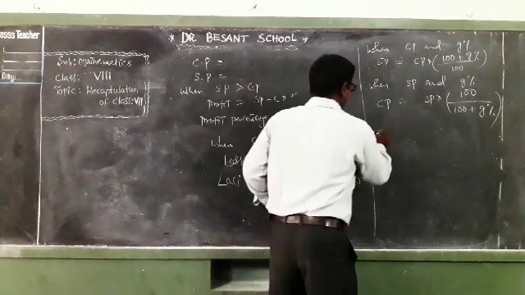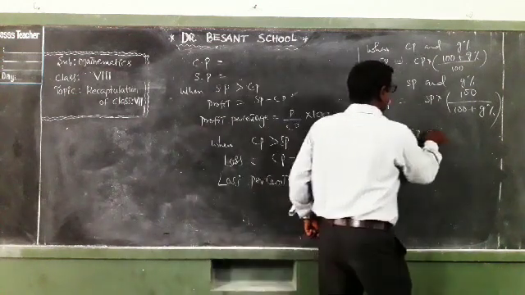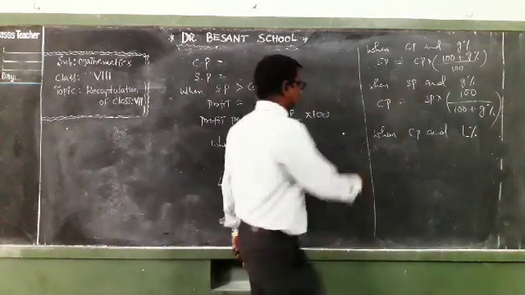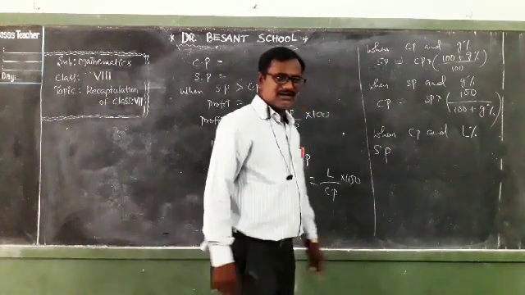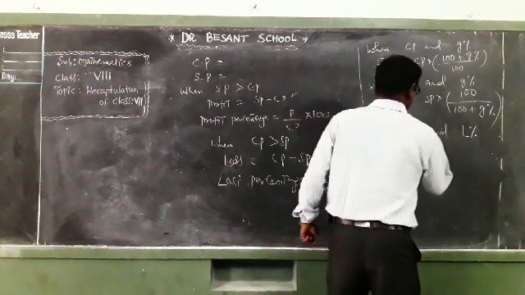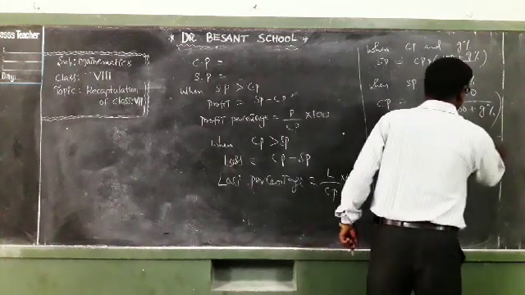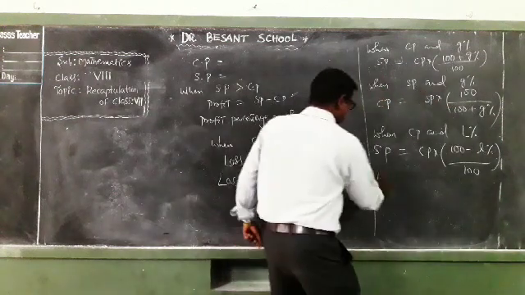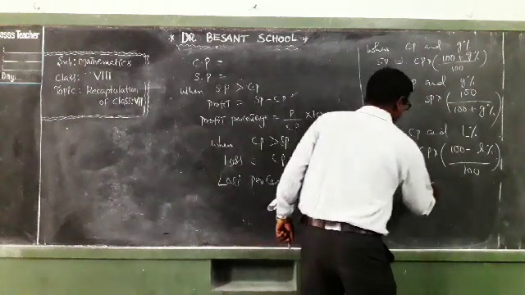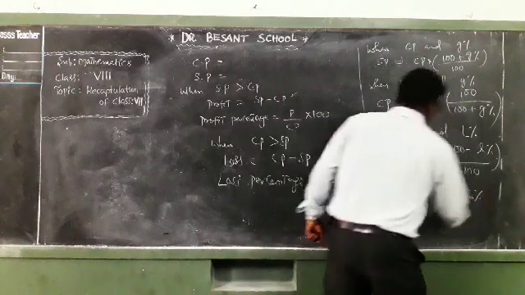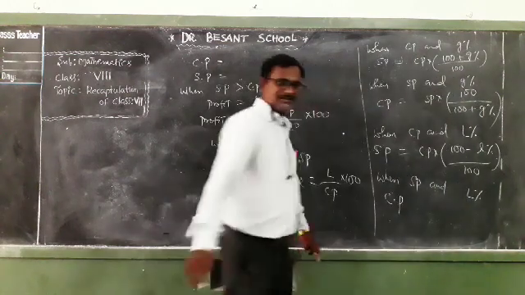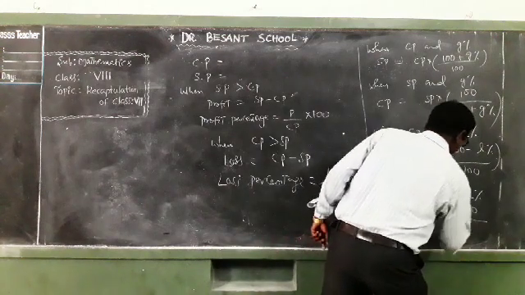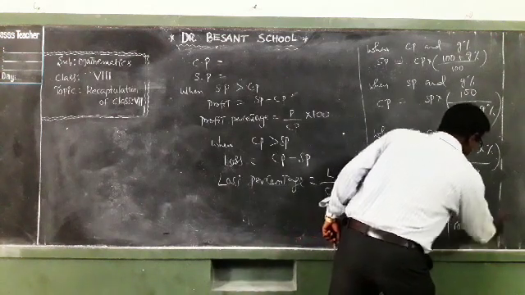Again observe, when CP and loss percentage are given, we can find out SP by using a formula. What is the formula? SP is equal to CP into (100 minus loss percentage) by 100. Similarly, when SP and loss percentage are given, we can find out CP. That CP is equal to SP into 100 by (100 minus loss percentage).